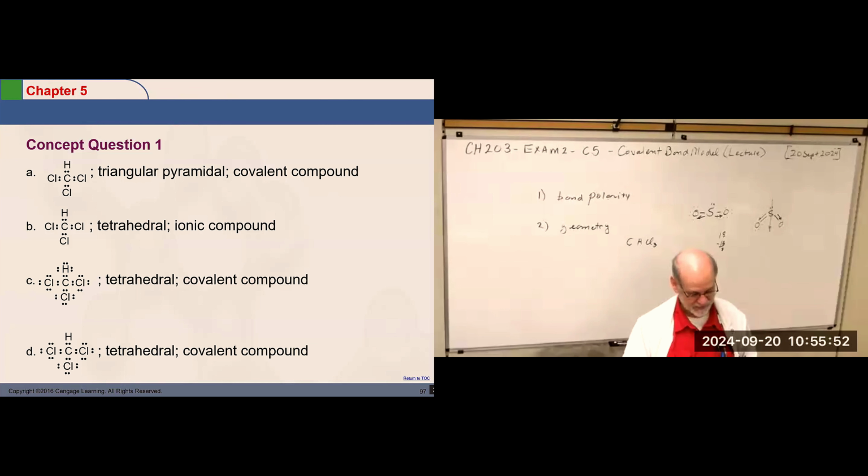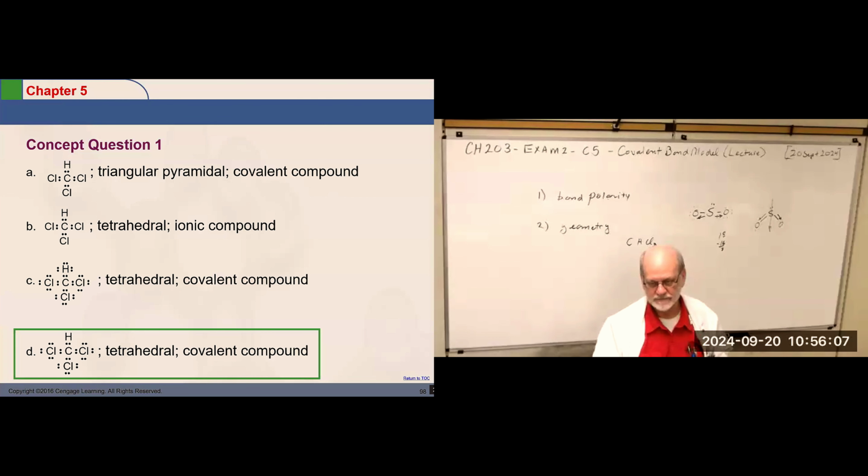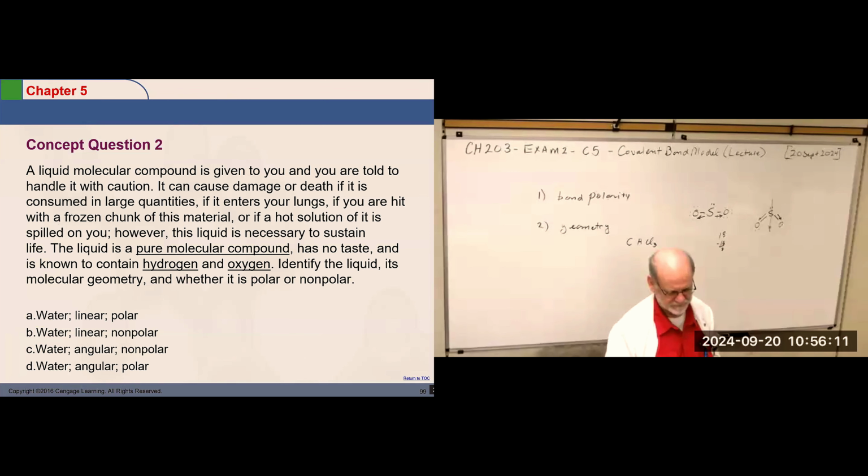What are you left with? D, right? Check it out. Octet around the chlorines, octet around carbon, duets around hydrogen. So with 4 groups around that central atom, it's got to be tetrahedral. And it's a covalent compound. Right, there you go. That one was simple. I still got 4 minutes.